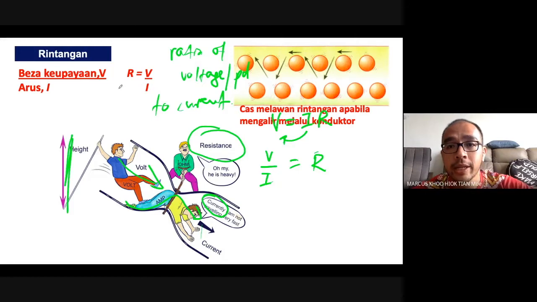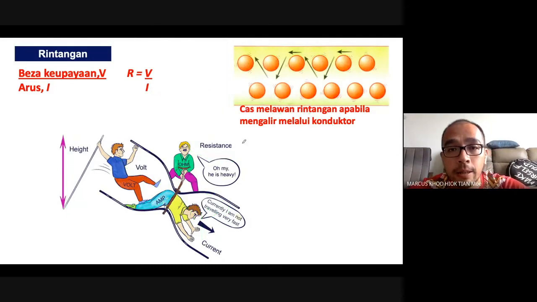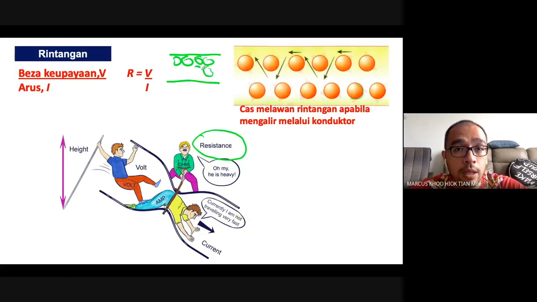Okay, so cas melawan rintangan apabila mengalir melalui konduktor. So the charge, all charge, when charges flow, they always have to go against a certain resistance when they want to flow through a conductor. So this arrow ini menunjukkan the arah aliran arus, the current flow. Manakala these are the molecules inside your wire. Wire is pepejal bahkan. Wire is solid, so the arrangement of the molecules is actually very close. So because of that, when current flows, they are going to bang into all these molecules. And that's where your resistance comes from.